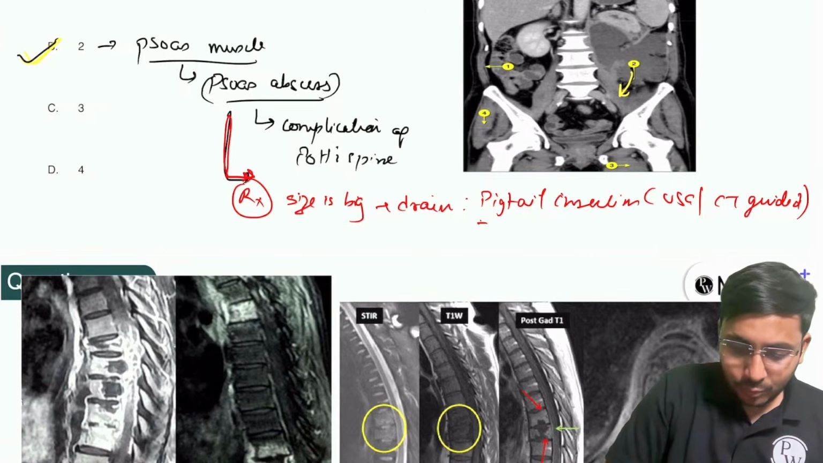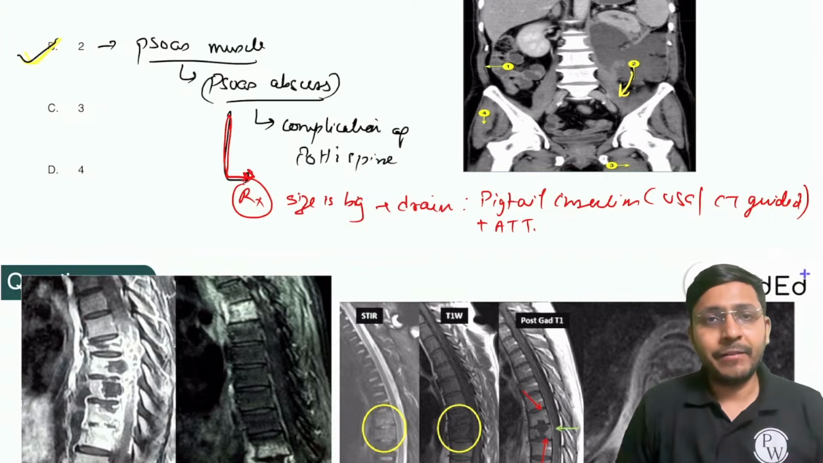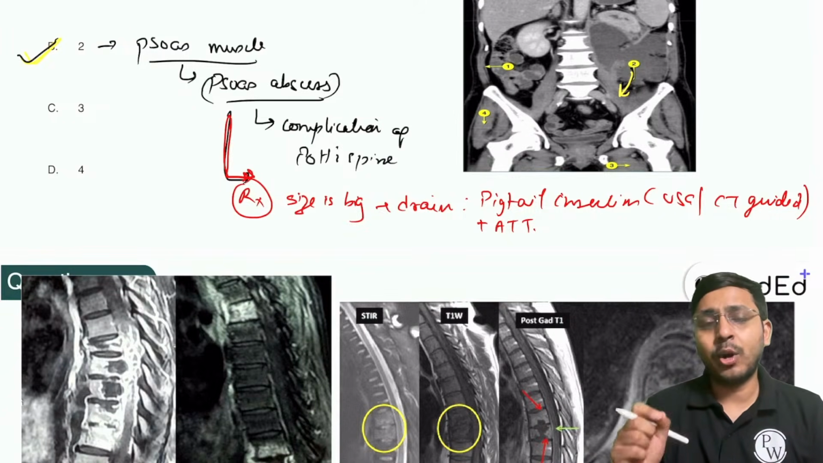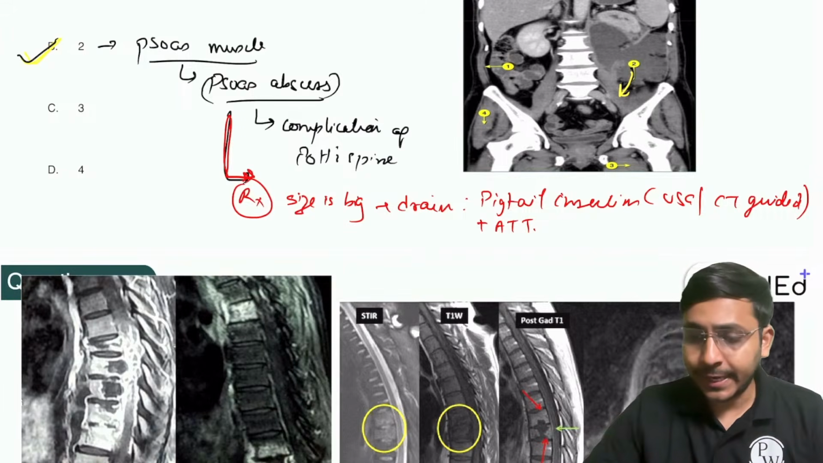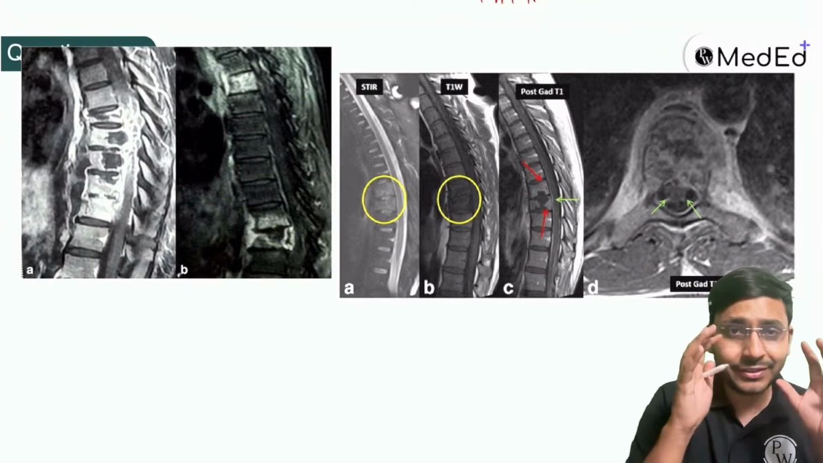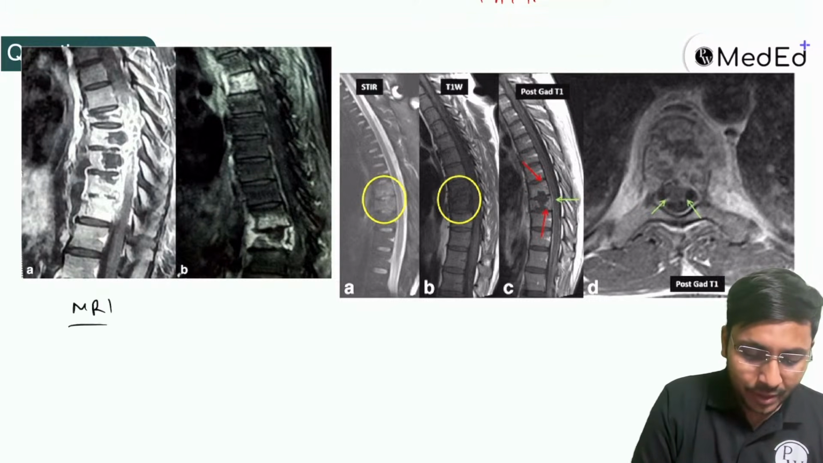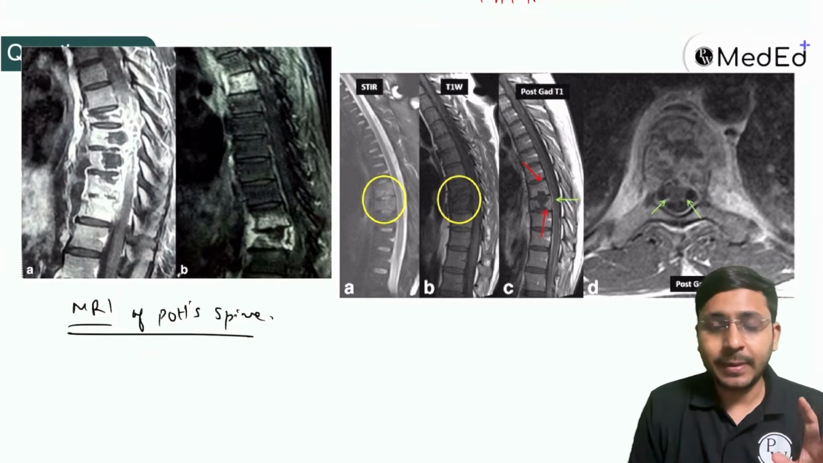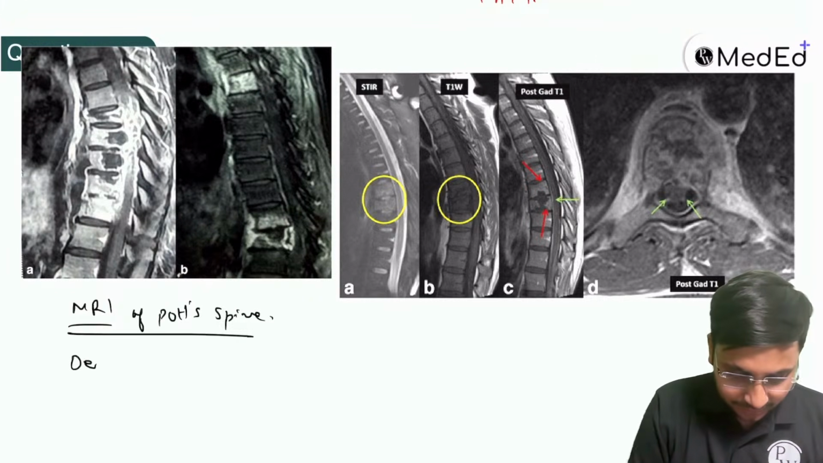Plus, you have to start with ATT. You have to start with ATT. So pretty easy question. Psoas abscess, very, very important. You learn it in ortho as well, a complication of TB. And let's just understand how does TB occur. So this is a typical MRI of Pott spine, right? So what will happen in a MRI of Pott spine? You will see number one, destruction.